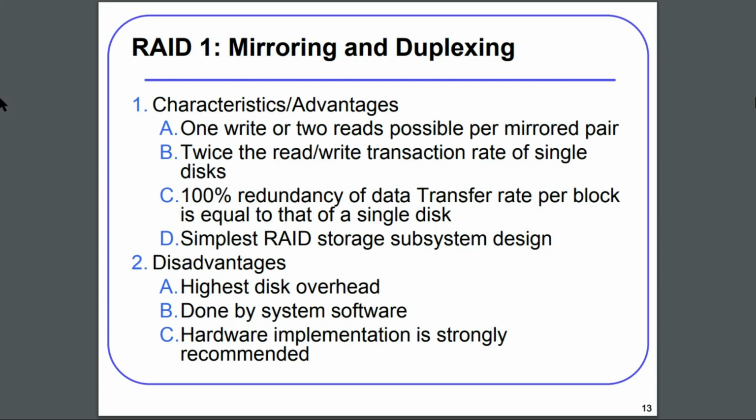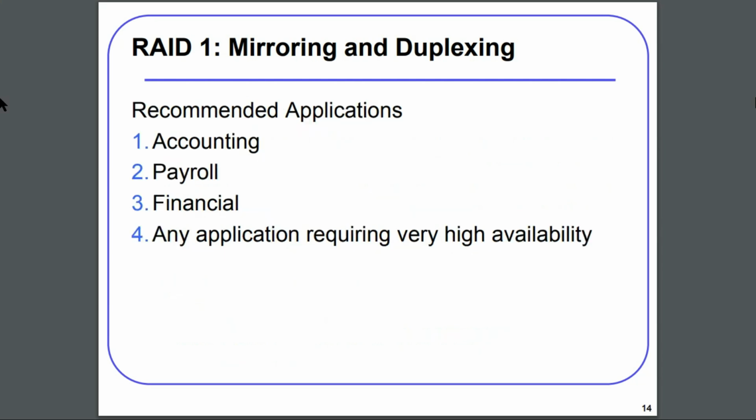And the disadvantages for RAID 1 are the highest disk overhead, and it is done by system software. Hardware implementation is strongly recommended. And the recommended applications for RAID 1 are accounting, payroll, financial, and any application requiring very high availability.